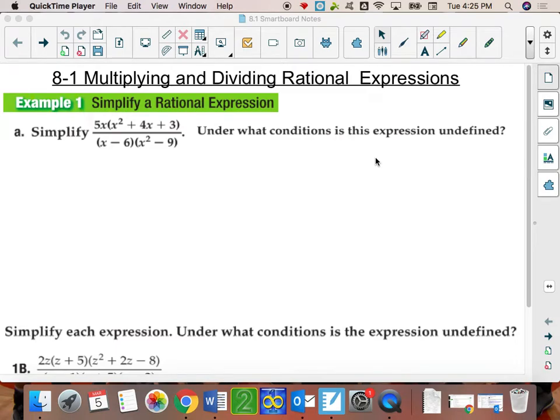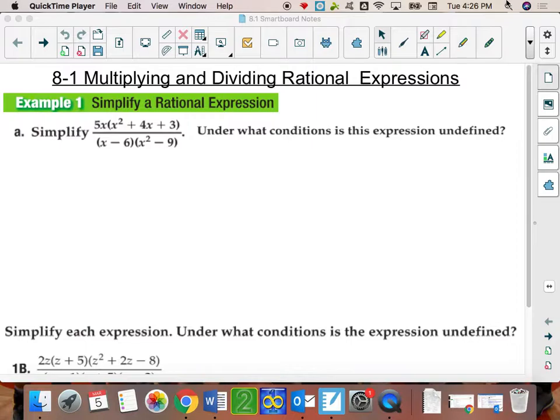All right, we are going to look at your 8.1 notes that you should already have been given after the test. We're going to be multiplying and dividing rational expressions, and this should be a review of Algebra 1 for you. So hopefully this won't feel too difficult.